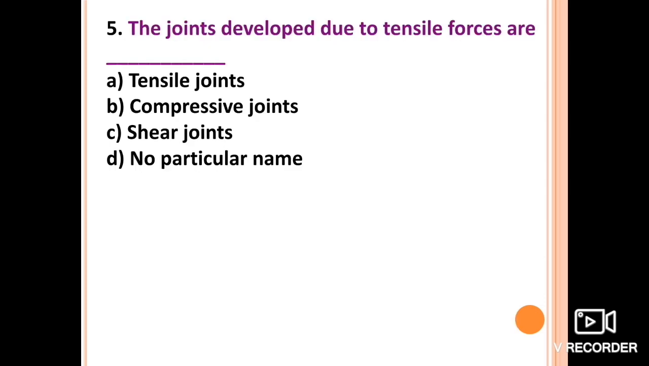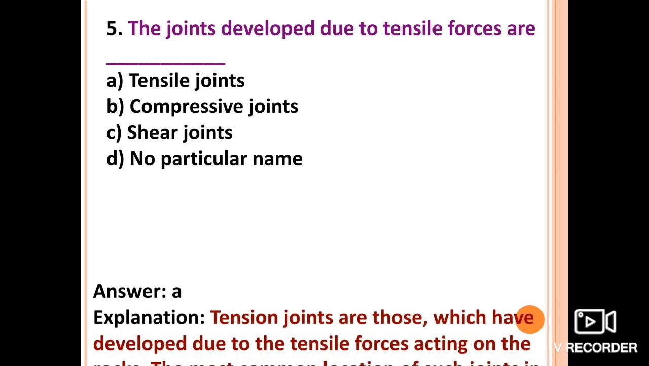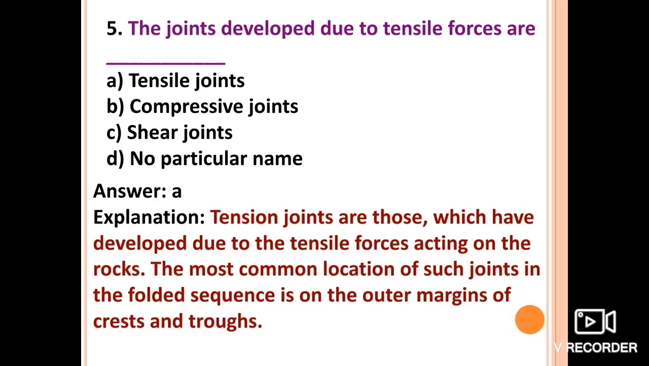The fifth one: the joints developed due to tensile forces are called tensile joints, compressive joints, shear joints, or no particular name. The joints developed due to tensile forces are known as tensile joints. They are formed as a result of the tensional forces acting on the rocks. These joints are relatively open and have rough as well as irregular surfaces.